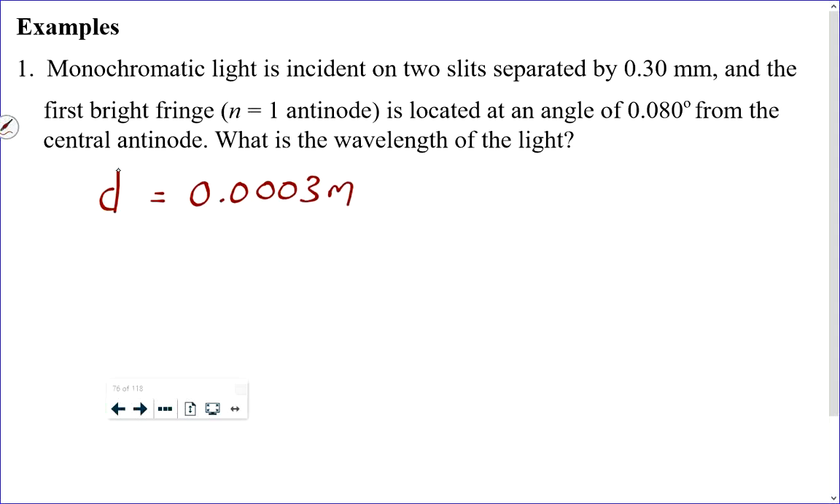And this is often called Young's double slit experiment because he didn't have little holes. He had slits that the light would go through. So on his screen, he wouldn't see dots of light, he would see lines of light. The angle that the spot is located at is 0.08 degrees. And it is the N equals 1 antinode, and it says what is the wavelength of the light.